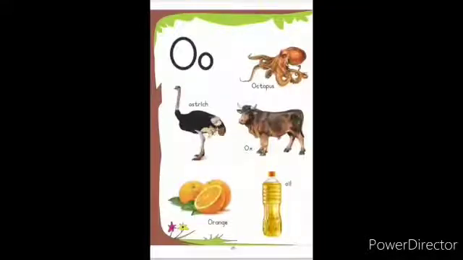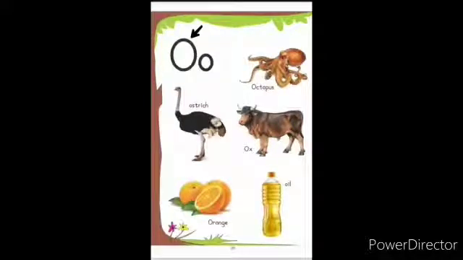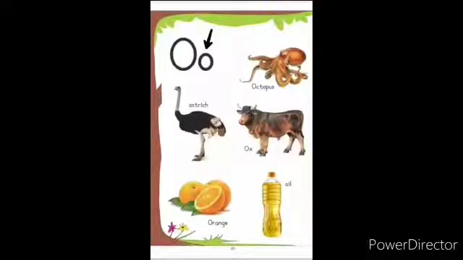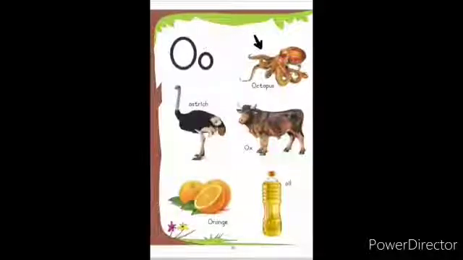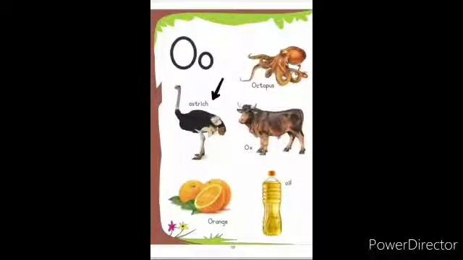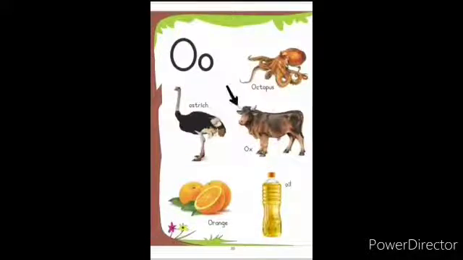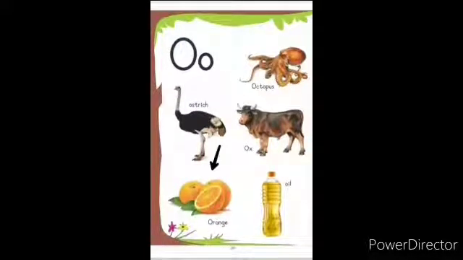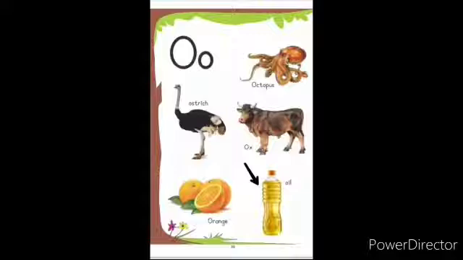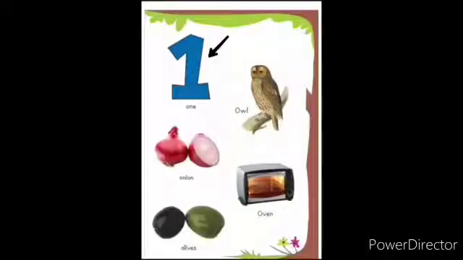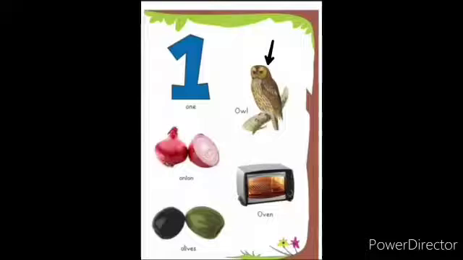This is alphabet O. The sound of alphabet O is O. This is capital O, Mama O. Small o, baby o. O for octopus. O for ostrich. O for ox. O for orange. O for oil. O for one. O for owl. O for onion.